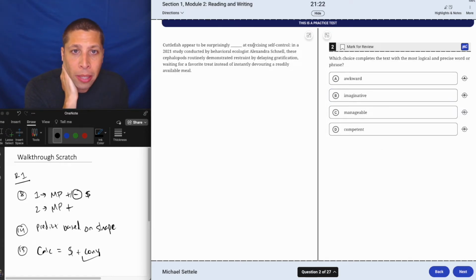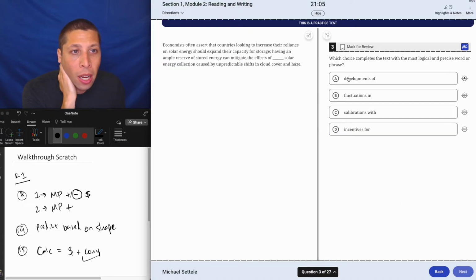Cuttlefish appear to be surprisingly blank at exercising self-control. In a 2021 study conducted by Havre, these cephalopods routinely demonstrated restraint by delaying gratification, waiting for a favorite treat, waiting, restrained, instead of instantly devouring. So surprisingly good at exercising self-control.